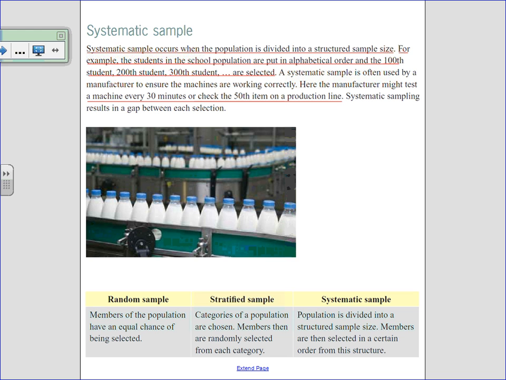Okay? So there's a gap between these two. But around them, again, it's just random. I could pick three people in a row here.